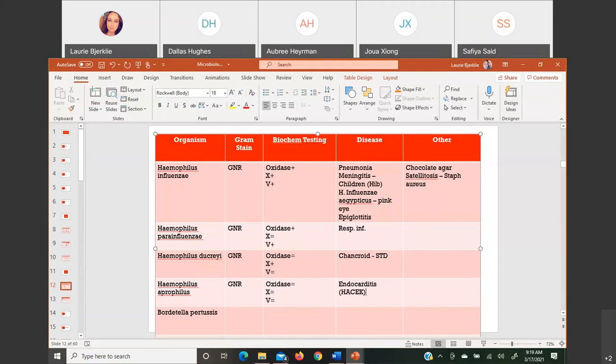And then Haemophilus aphrophilus is the one that is causing endocarditis because it is part of that HACEK group of bacteria. I know that they changed the first letter there of that HACEK group. It used to be Haemophilus aphrophilus. Now I think it's Haemophilus something else. Again, they like to change things. But it's part of that group that's known as causing slowly progressive bacterial endocarditis. So that's the big thing that we linked there.